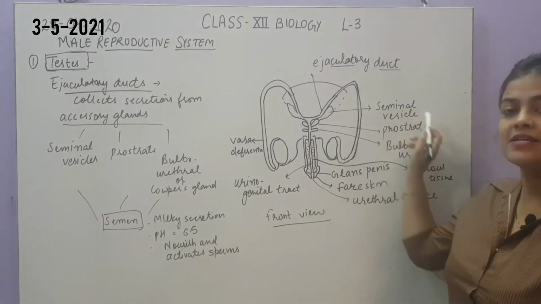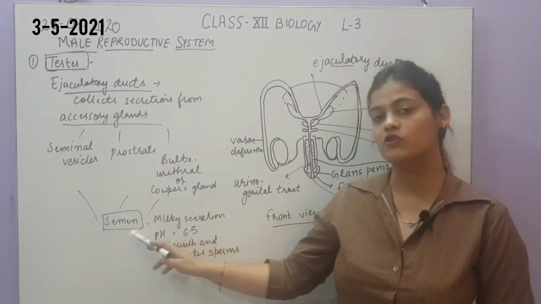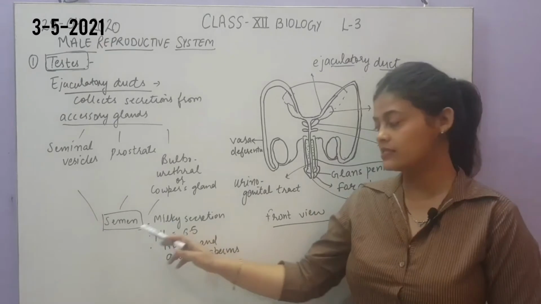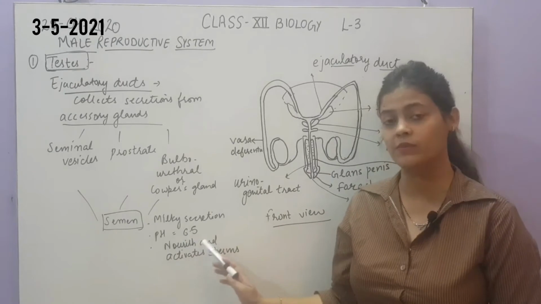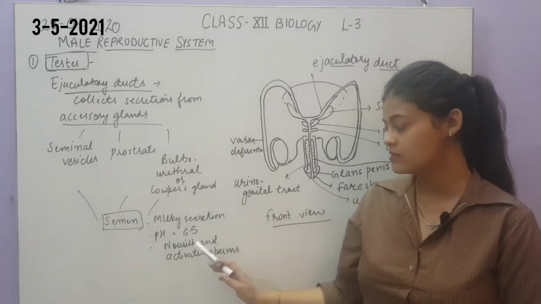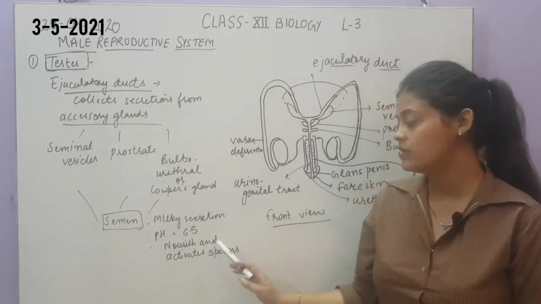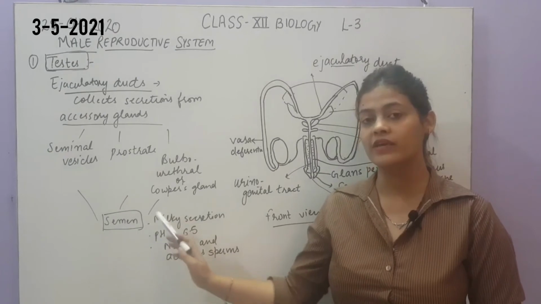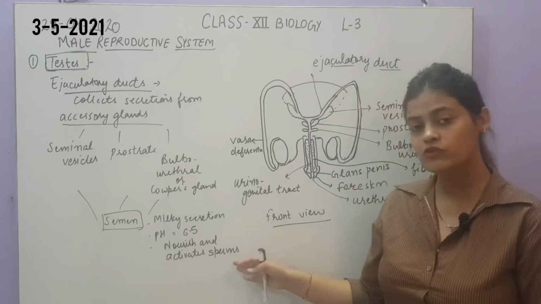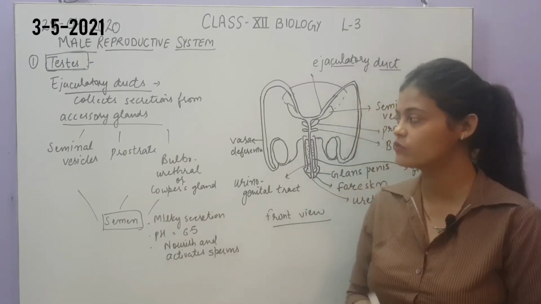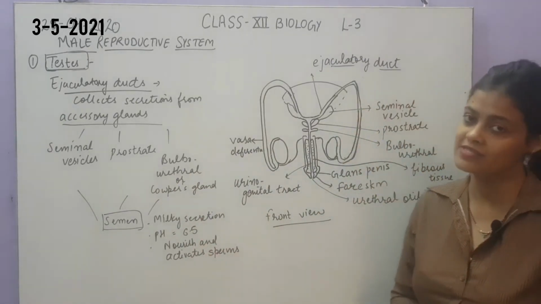Now what is the role of these three accessory glands? These three accessory glands will together secrete a secretion which is called semen. This semen is a milky secretion. It has a pH of around 6.5, which is a favorable pH for the survival of sperms, and its function is to provide nourishment and it will activate the sperms. The sperms will be activated only when they are present in the semen, because they are cells with a tail, so they have to swim, and that will take place inside the semen. So is it clear? The three glands will secrete a secretion called semen, which will activate and nourish the sperms.